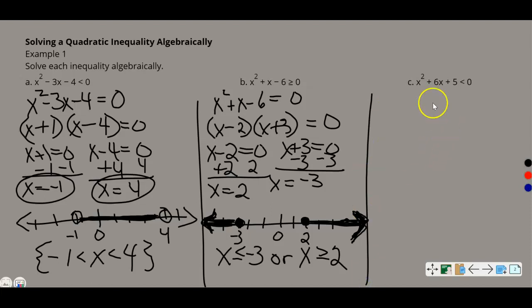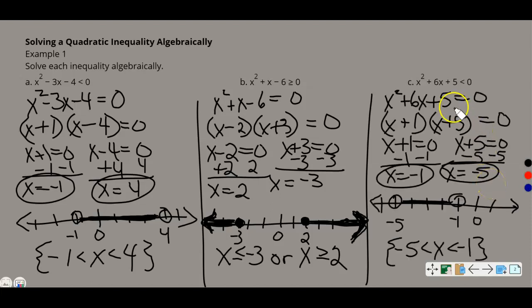All right, I want you to take a moment, pause the video, and try to do C on your own. You're going to do pretty much the exact same thing. Look at it as an equation. Put your critical values on the number line, and then see if you can determine which part of that number line represents your solutions, and then write those solutions algebraically.